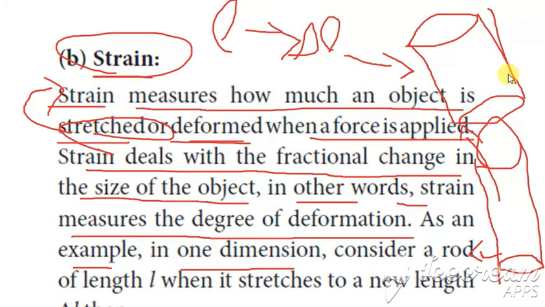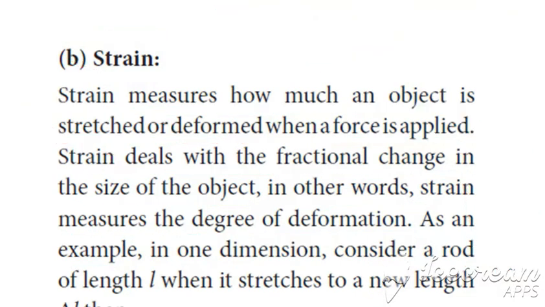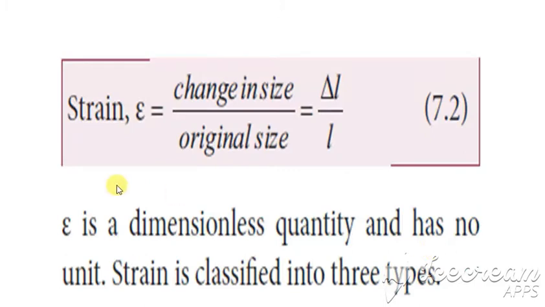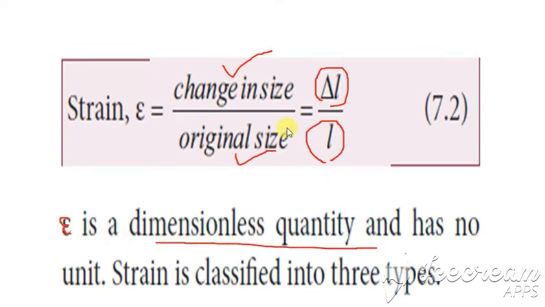So consider this has the length L. And the change in the length, we take it as del L. Then the strain can be written as change in size divided by the original size. So change in size is del L divided by the original size L. And so this value of E is a dimensionless quantity. So this strain is a dimensionless quantity because both are of the same thing, so it is dimensionless and it also has no unit.